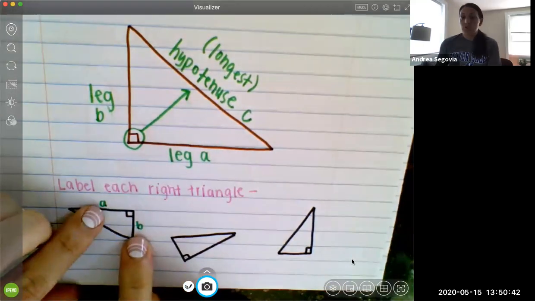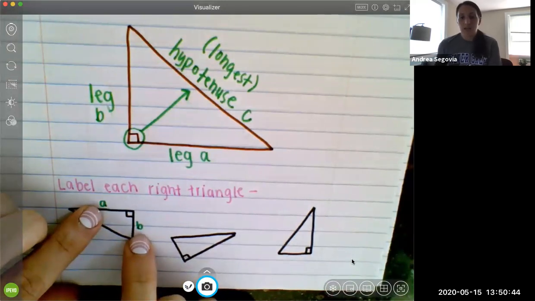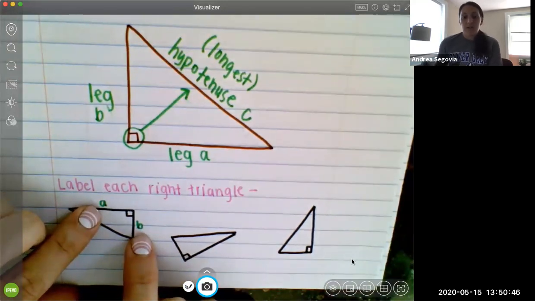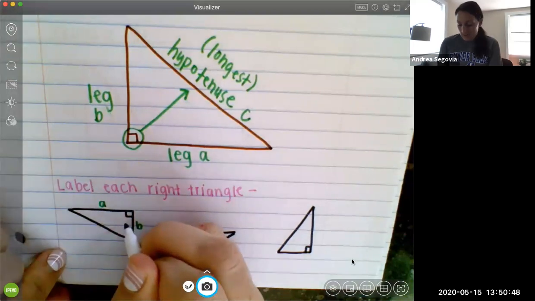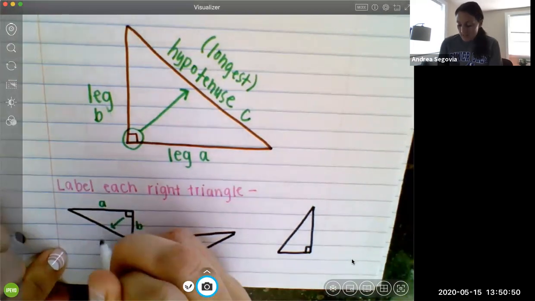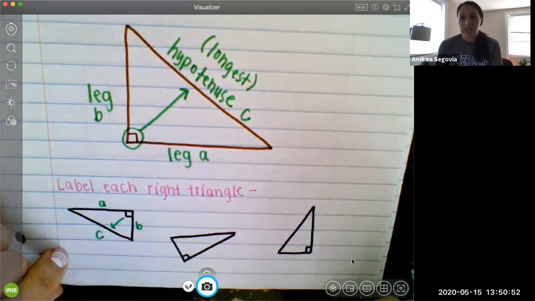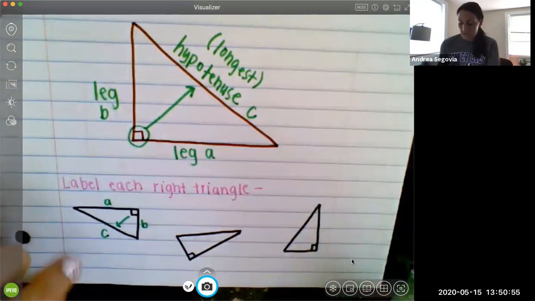And again, if you switch those, it doesn't matter as long as one is A and the other is B. To find my hypotenuse, I'm going to go back to my right angle, go directly across from it, and that becomes our hypotenuse, also known as side C. All right, let's do the next one.